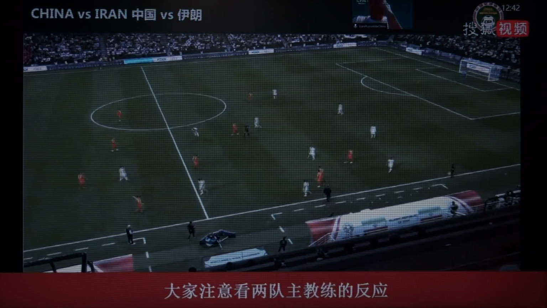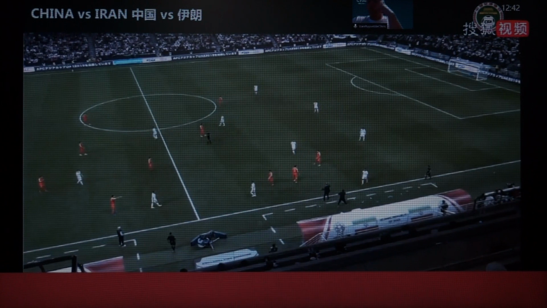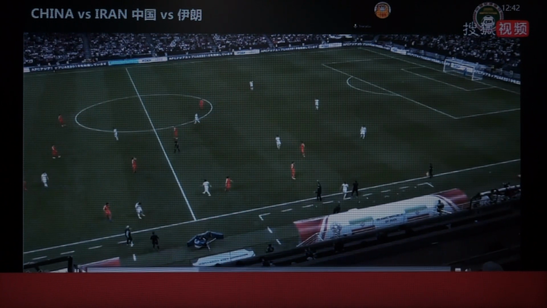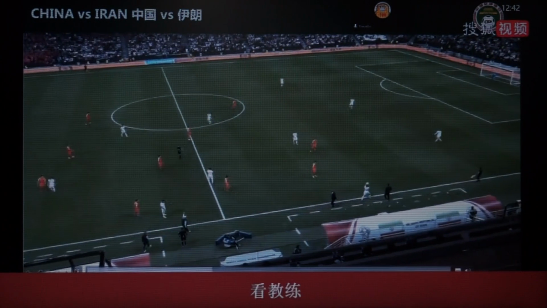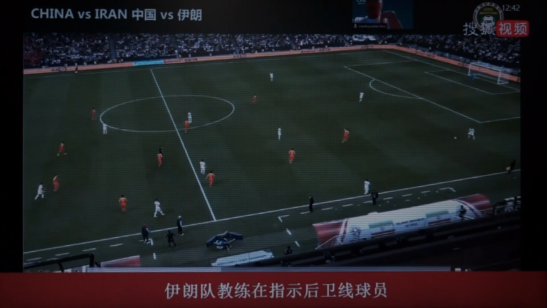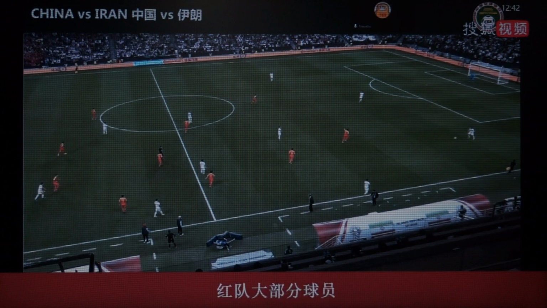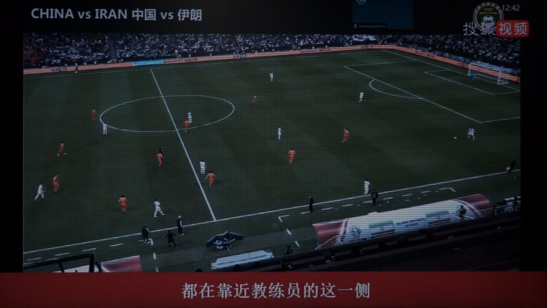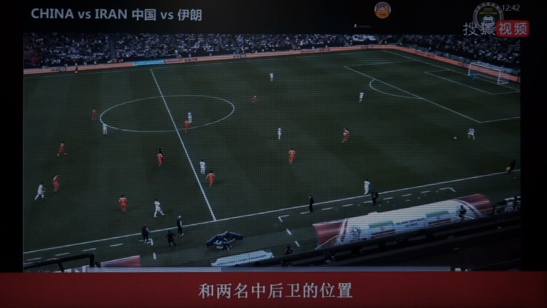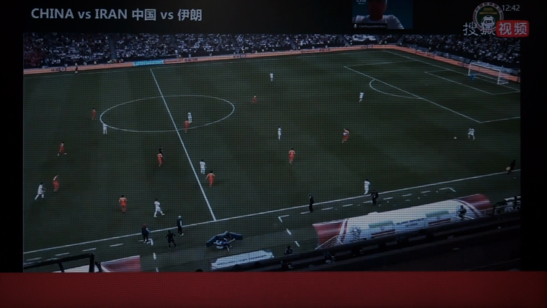We lose the ball. Look to the coaches. The coach, stop. The coach from Iran is saying, open up, make space. Marcello Lippi is saying, start to put pressure. So you see that the red team, the Chinese team, is coming to this part of the field where the coaches are. Now, Roy, if you want to show the first attacker of China and show the 2 central defenders.